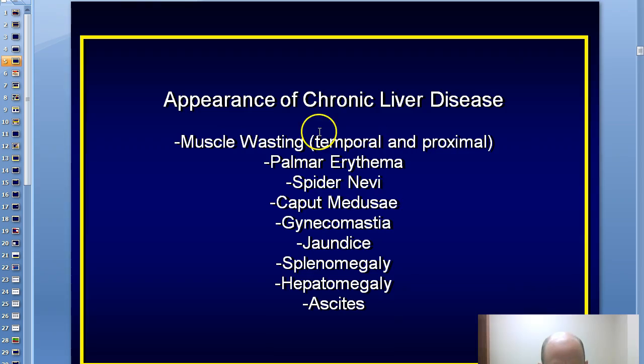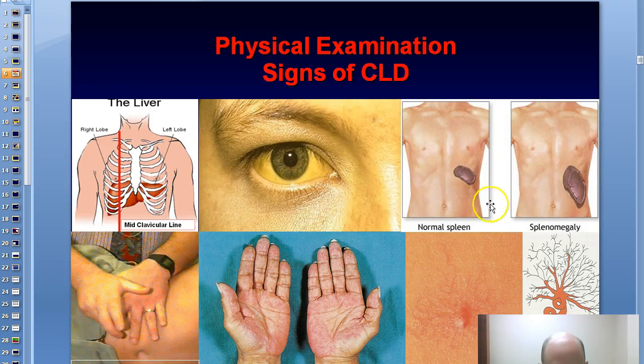This is what chronic liver disease looks like. Some other stuff that you'll see: ascites, hepatomegaly, what caput medusae look like. You'll get muscle wasting. Here's what that looks like. There's some nice scleral icterus right there for you. Measuring liver span, right? Hepatomegaly. So, palmar erythema.